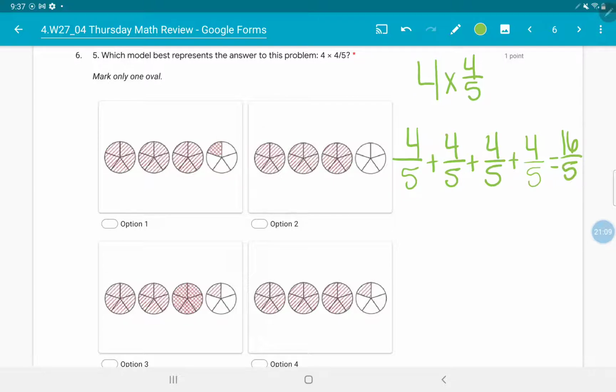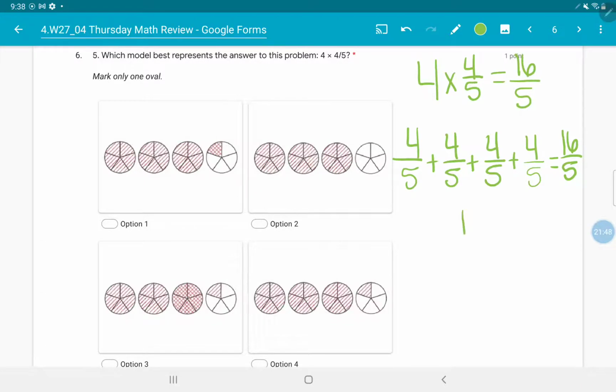Okay, so if I were multiplying a whole number times a fraction, what two numbers am I multiplying together? Does my denominator change? No. If I'm multiplying a whole number times a fraction, my denominator is going to stay the same, and I just have to multiply my whole number times the numerator. So 4 wholes times 4 parts is 16, and they're still fifth-size pieces. Okay, so I would have 16 fifths.